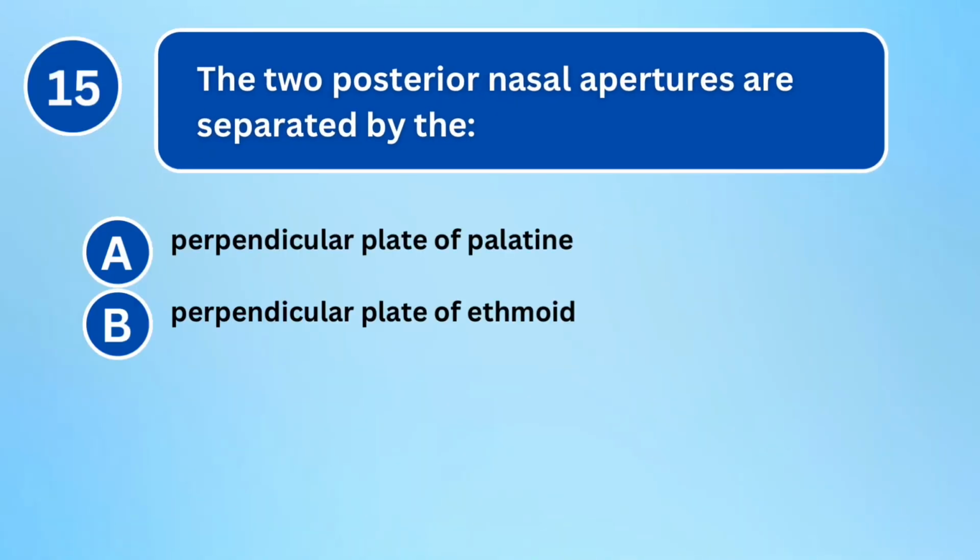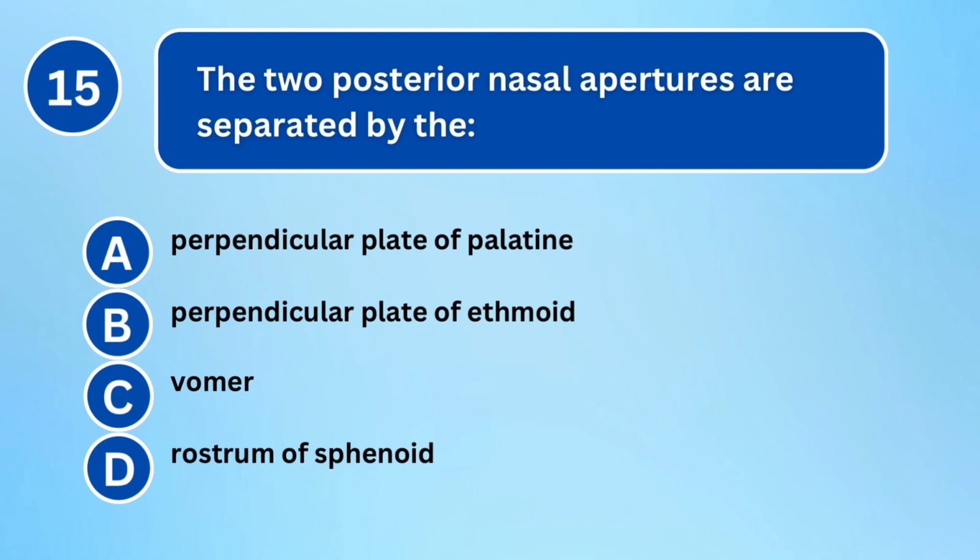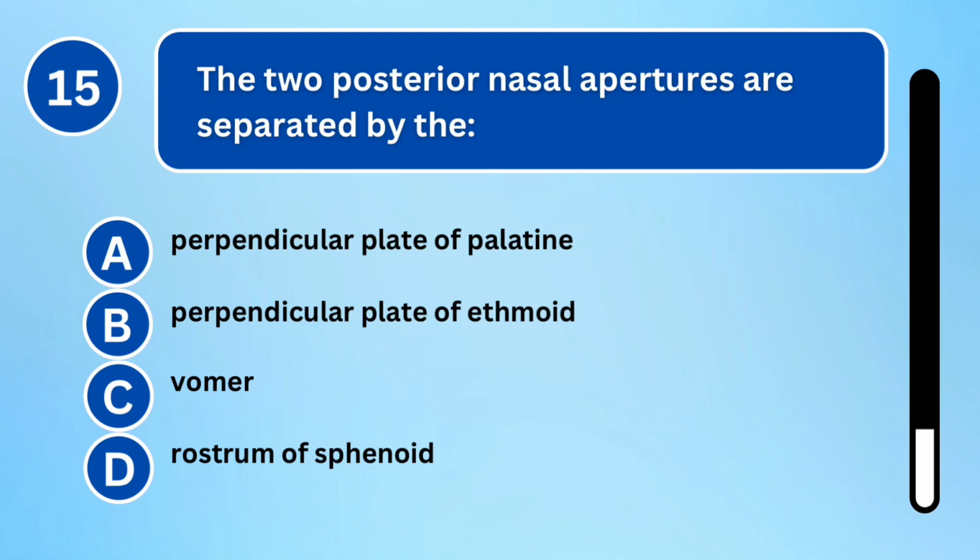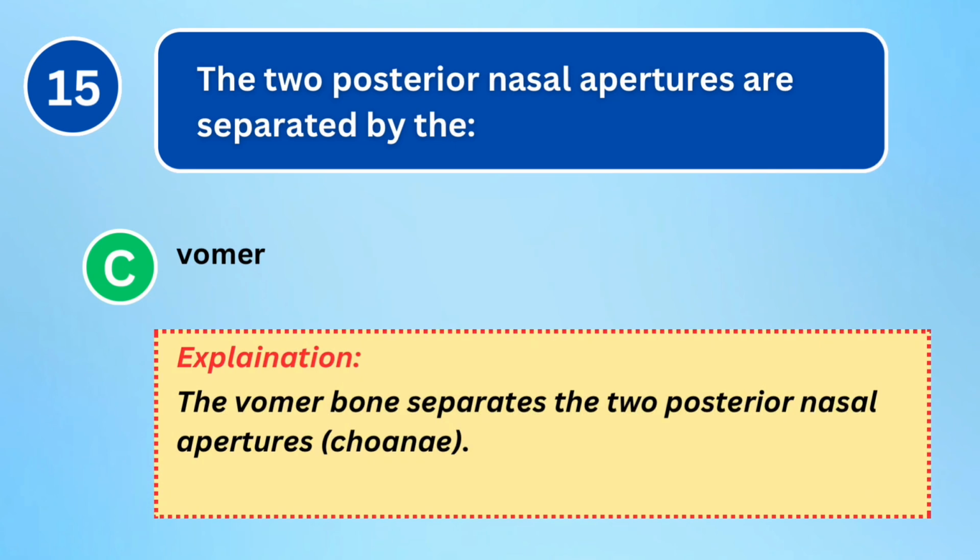The two posterior nasal apertures are separated by the: A. Perpendicular plate of palatine, B. Perpendicular plate of ethmoid, C. Vomer, D. Rostrum of sphenoid. Correct answer is C. Vomer.